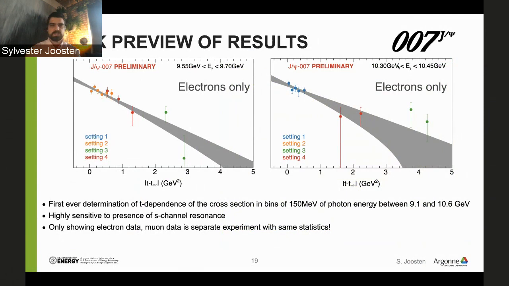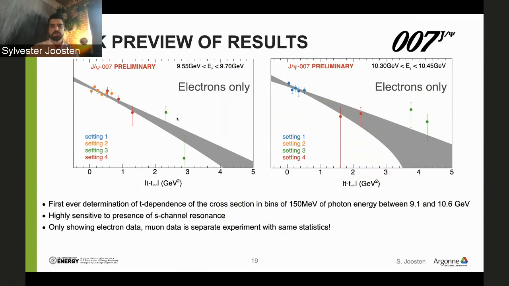And what you can see is the t dependence between our different settings. The different settings are shown in different colors. And the band in the background is just a simple exponential fit to the data, which does a very good job of describing the data in these two bins. This is really the first ever determination of the t dependence of the cross sections in bins of 150 MeV of photon energy. It's highly sensitive to the presence of an s-channel resonance because we have a very good acceptance in this region and spent a lot of luminosity sitting in this region.